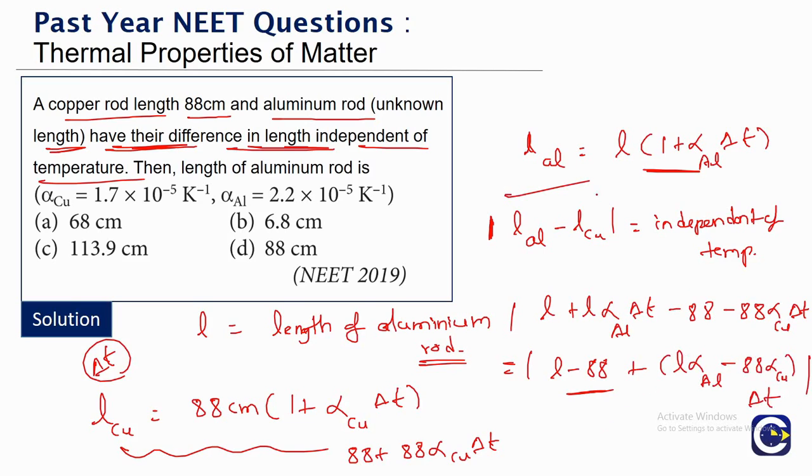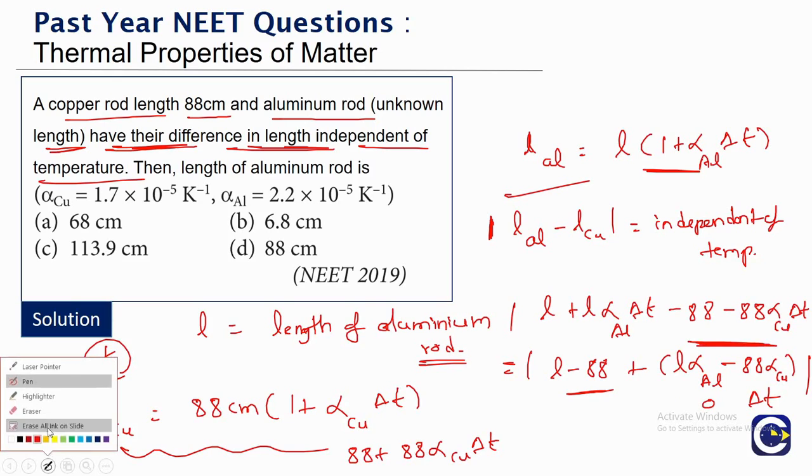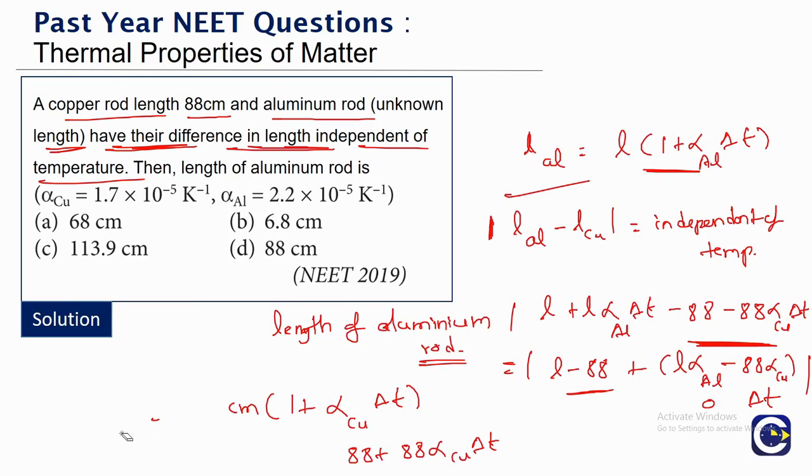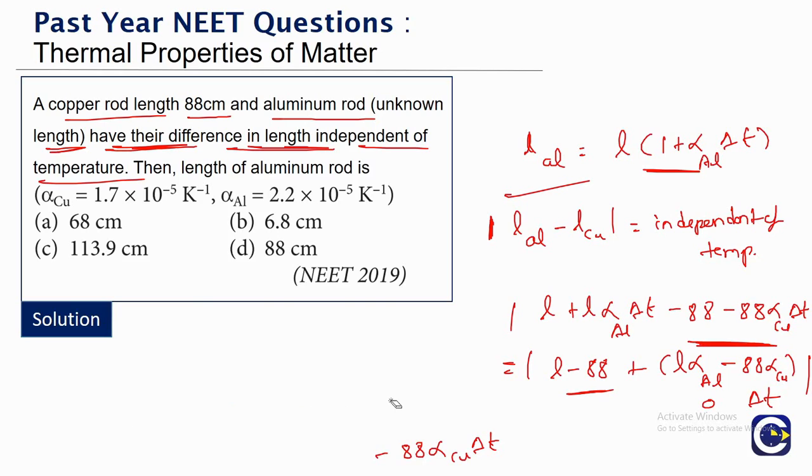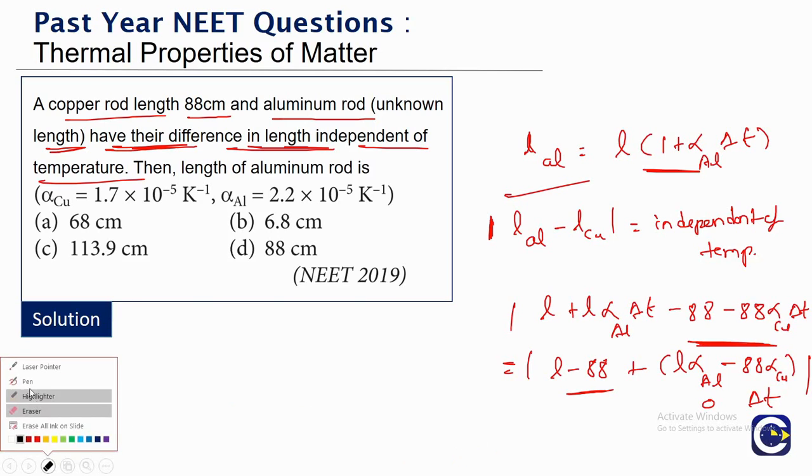If the difference in length is independent of temperature, this particular term should become 0. Then only the difference in length will be independent of temperature, isn't it? Means that L, which is the original length of the aluminum, into alpha for the aluminum should be equal to 88, which is the original length of the copper, into alpha for the copper. So if this condition has to be satisfied, what is the final relation?